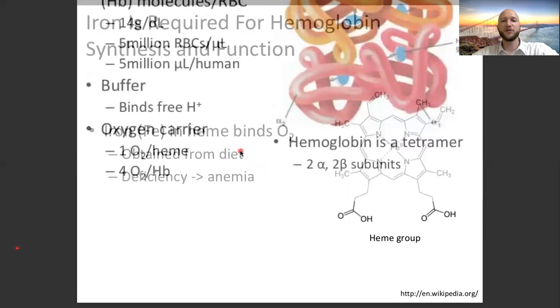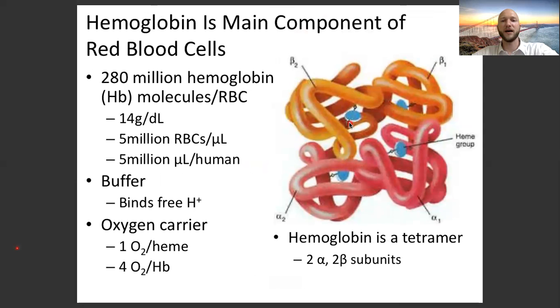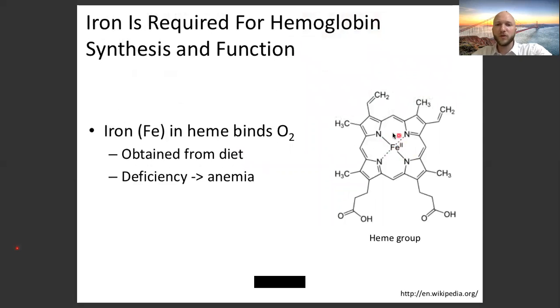So each one of these heme groups has an iron atom worked into it. That iron comes from our diet. If we do not have enough iron absorbed into our bodies, we'll have anemia because we will not be able to produce enough heme groups. Iron is required for hemoglobin synthesis and function.